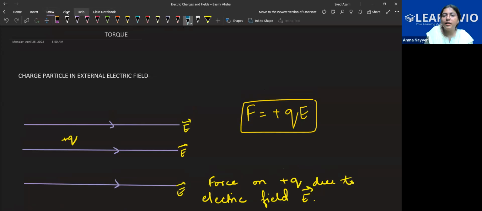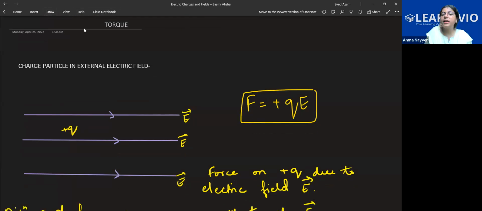And remember, as I was mentioning yesterday also, when you have a positive charge present, its direction will always be along the electric field.